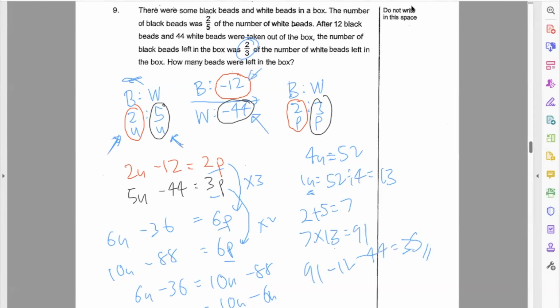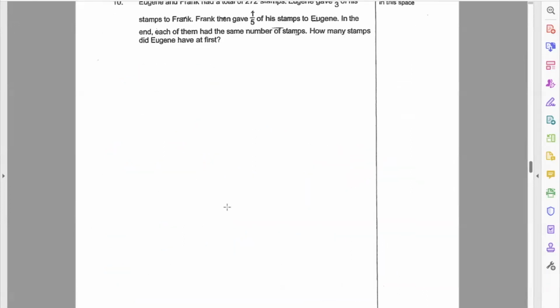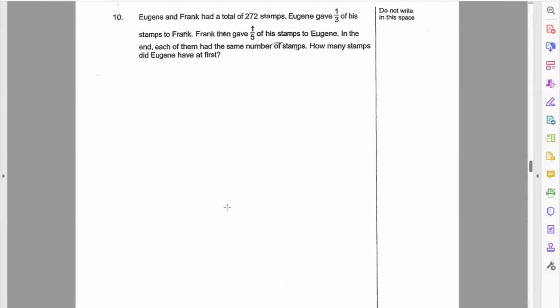So let's continue with question 10. So this is a working backwards question. Eugene and Frank had a total of 272 stamps. Eugene gave 1/3 of his stamps to Frank. Frank then gave 1/5 of his stamps to Eugene. In the end, each of them had the same number of stamps. How many stamps did Eugene have at first?